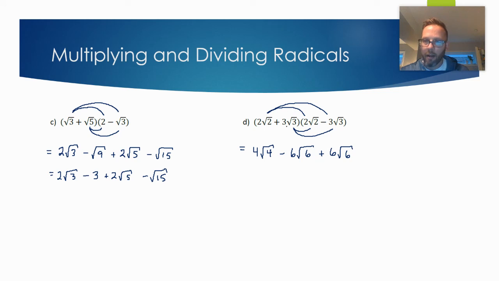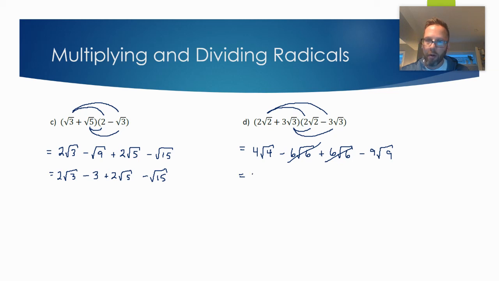And finally, 3 root 3 times negative 3 root 3. Multiply the numbers. Negative 9. Multiply the radicands. The root of 9. And now let's do some simplifying. So right off the bat, look, guys, negative 6 root 6, positive 6 root 6. Those are the same but opposite signs. They add to 0, right?